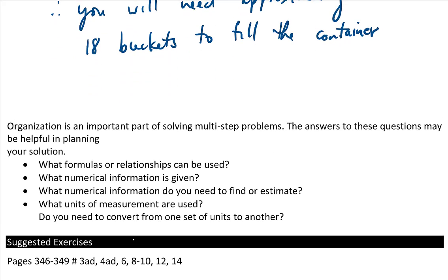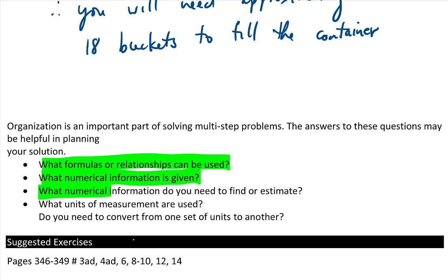So organization is an important part of solving multi-step problems. These questions below may help you with your planning for your solution. So again, what formulas or relationships can be used? In our example 3, we used our volume formulas. What numerical information is given? That could be the dimensions of the object, or like in our first example, the adult dosage and the age of the child.